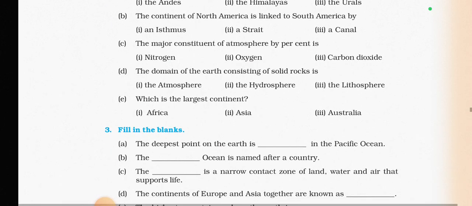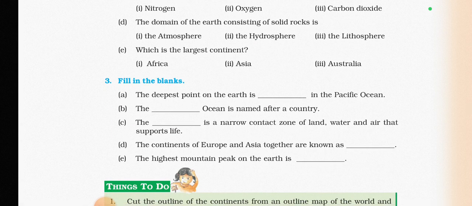Now we have the fill in the blanks. The deepest point is the Mariana Trench. The Indian Ocean is named after the country India. The narrow zone of contact of land, water, and air is the biosphere. The continents of Europe and Asia together are known as Eurasia. The highest mountain peak of the earth is Mount Everest.